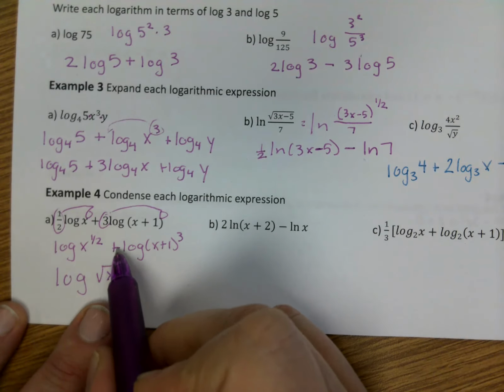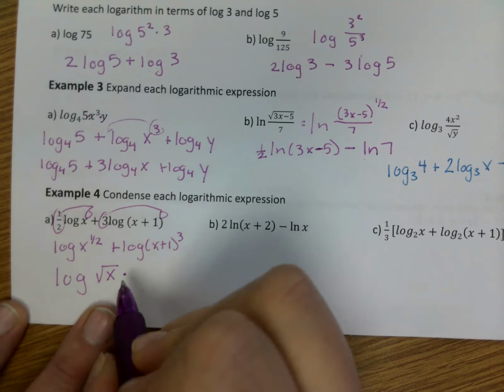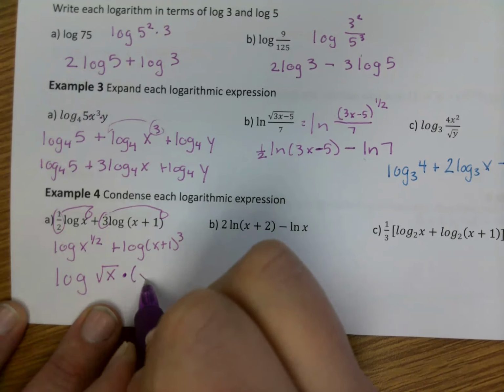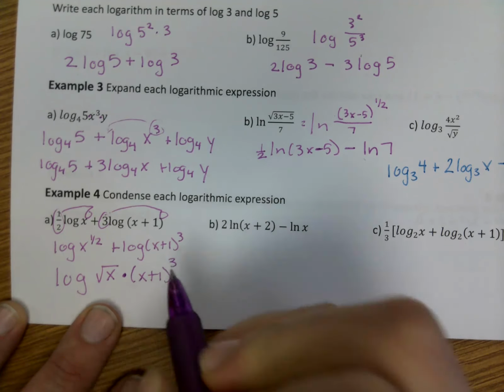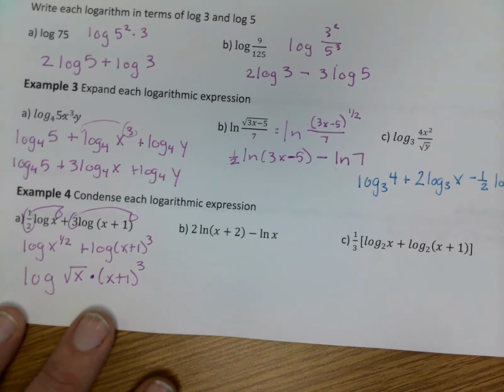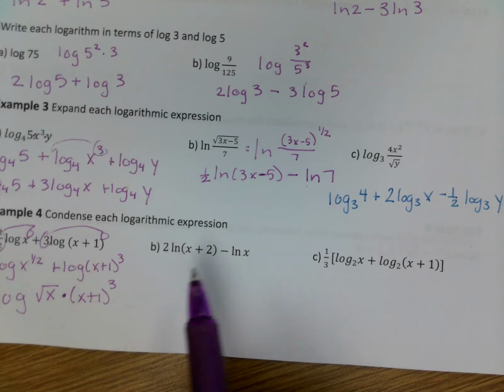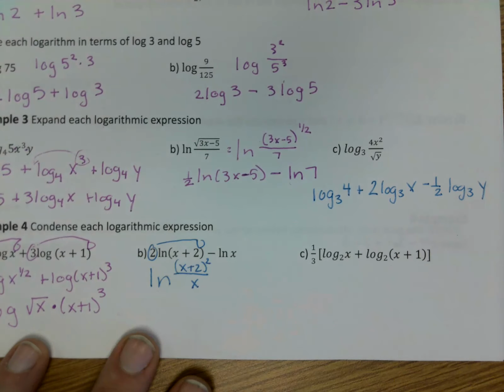And because this is adding right here, that means it's multiplying. You don't have to write that multiplication sign, but you sure can. And I have that x plus 1 to the third power. This right here is my final answer. So right now I want you to pause the video and try to do B by yourself.